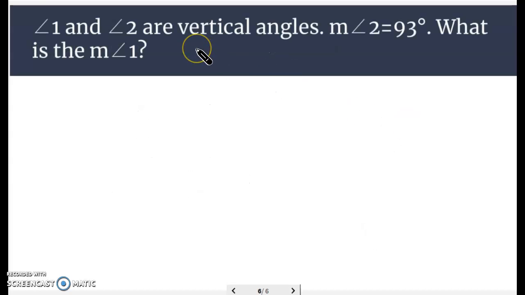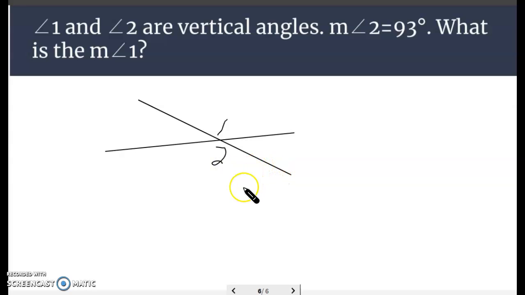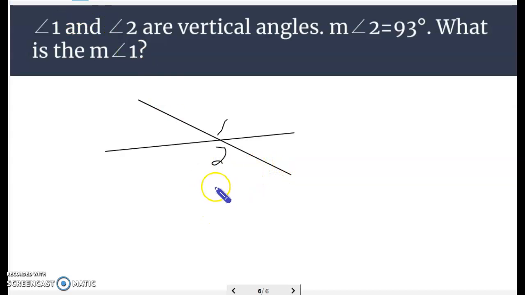Last one, angles 1 and 2 are vertical. So a vertical situation like this, we could say this is angle 1, this is angle 2. They tell us angle 2 is 93 degrees. And the thing about vertical angles is, if they are vertical angles, they are opposite of each other. They're also equal in measure here. These two are equal in measure. So we could say it like this. The measure of angle 1 is also 93 degrees, just like angle 2.